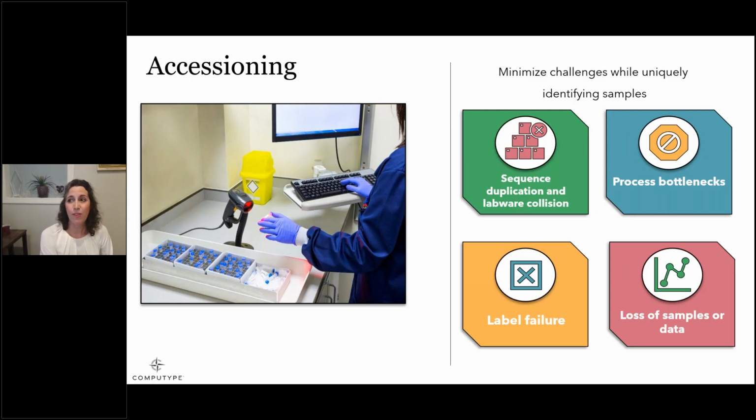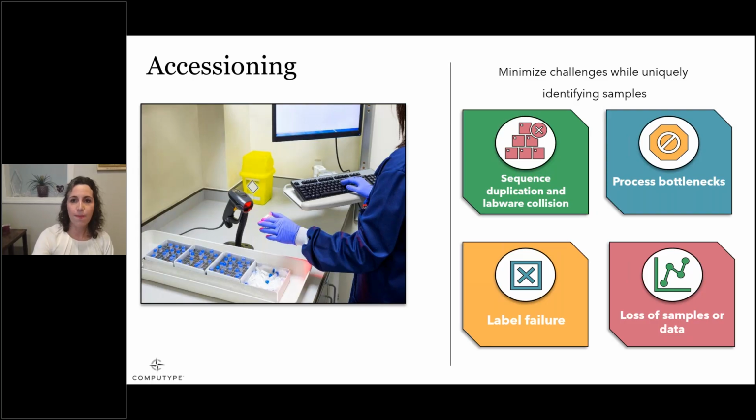And then under label failure, there are risks with handwriting or lack of label automation, using labels that are just frankly not fit for the application. Labels could wing, they could smear, they could not fit in racks, they could fall off. And these other things lead into loss of sample or data, and that's something that nobody wants.